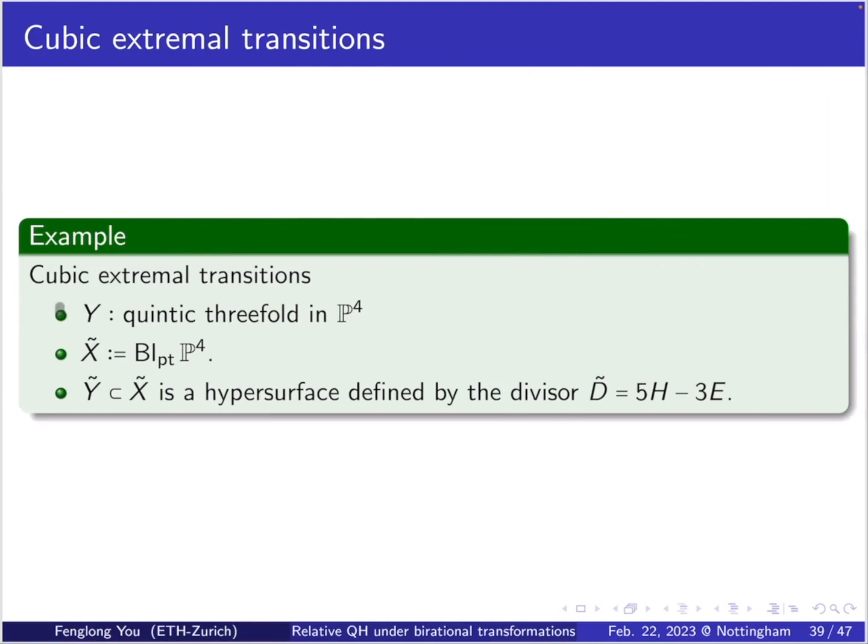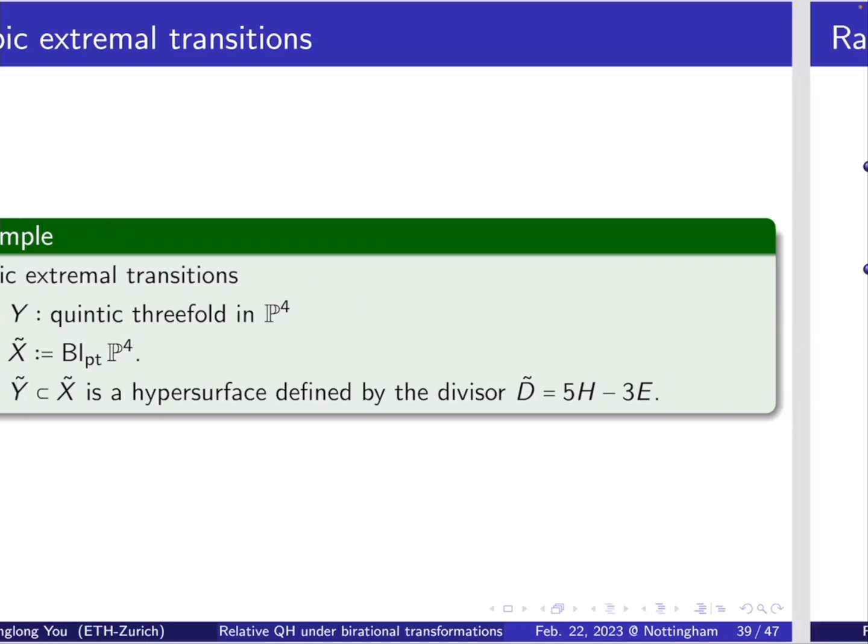Again, that's an example that you can think about. It's the cubic case, like X tilde is the blow-up of P4 and X is P4. You take the Calabi-Yau hypersurfaces of X tilde and X, and they are related by extremal transitions. And you can also study the relative Gromov-Witten theory of P4 relative to a quintic, and the relative Gromov-Witten theory of X tilde relative to its anti-canonical divisor. Then that's the result that we have.